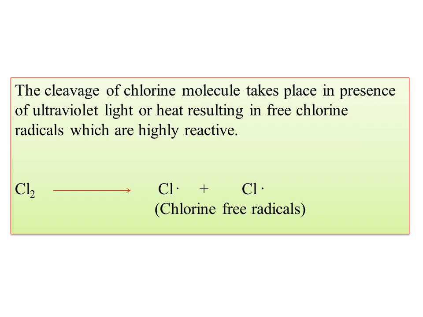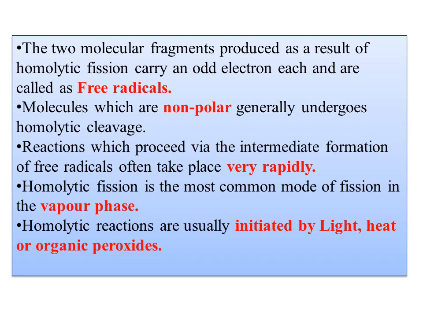The atoms which have only one electron, those intermediates, we are going to call free radicals. So here you are going to get chlorine free radicals, 2 moles of chlorine radicals. The two molecular fragments produced as a result of homolytic cleavage carry an odd electron each and are called free radicals. These are the intermediates we get where homolytic cleavage takes place. Free radicals are the species which have an odd electron in them.